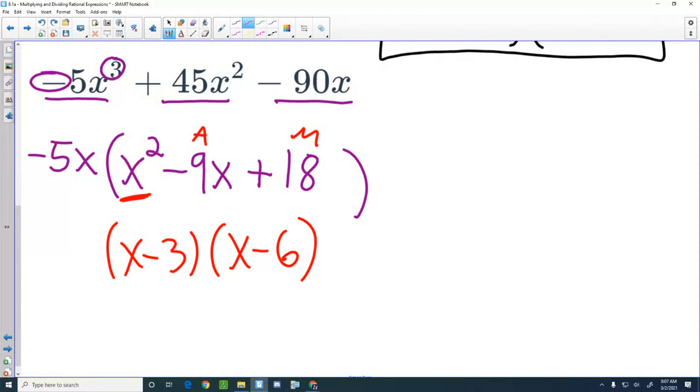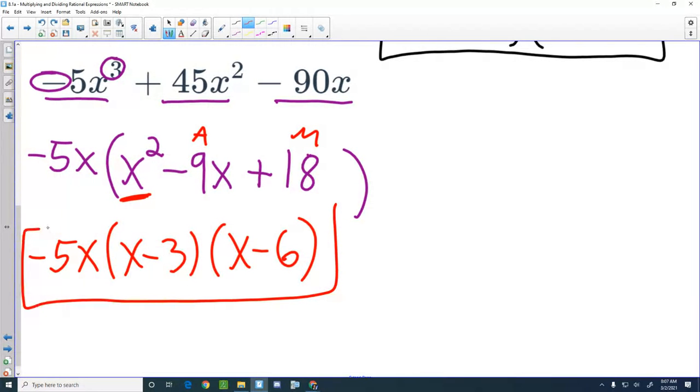But what about that negative 5x? Does that just disappear? Since it was in front of the parentheses originally, it's actually just going to stay there, out in front of the parentheses. And technically, I have three factors. There's the negative 5x, there's the x minus 3, and then there's the x minus 6. So we have three separate factors this time, whereas all the other ones, generally, we would just have two. But this is so much nicer and easier to work with.